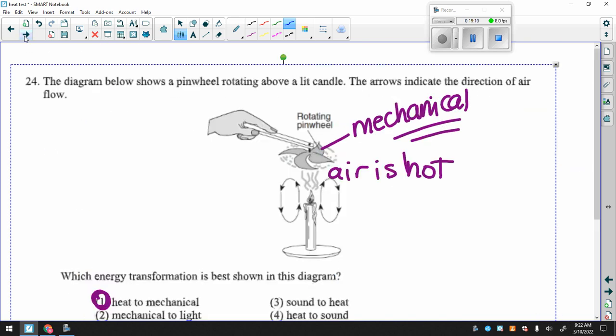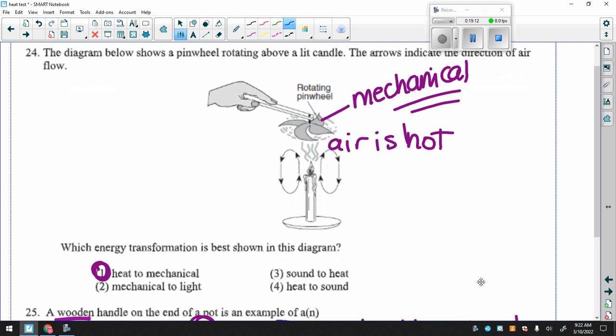24. Ready, Chris? Did we get this one right? The air is hot. So what does that mean? Hot means heat. The pinwheel is moving.